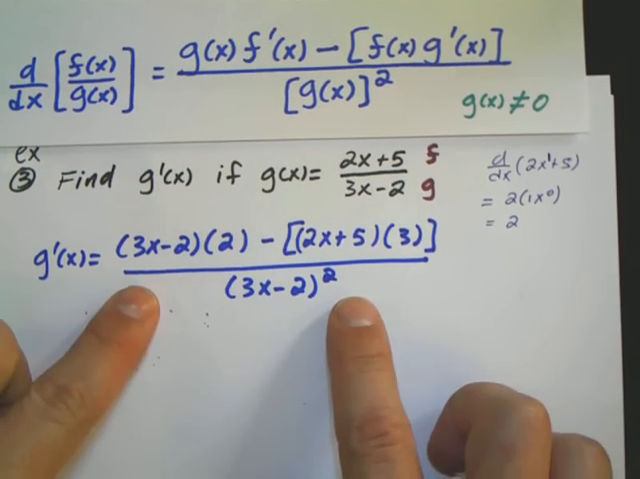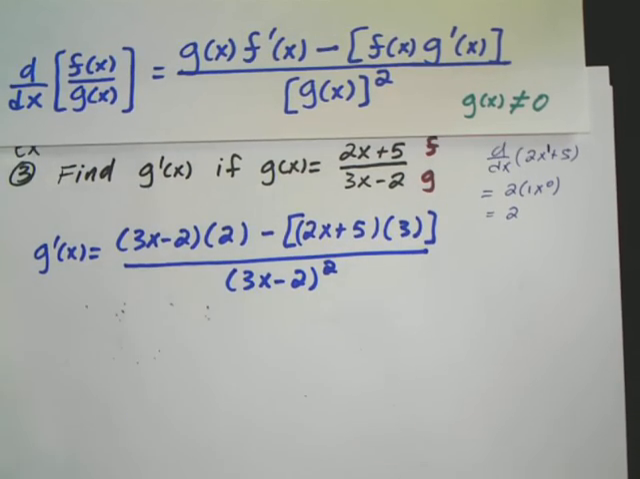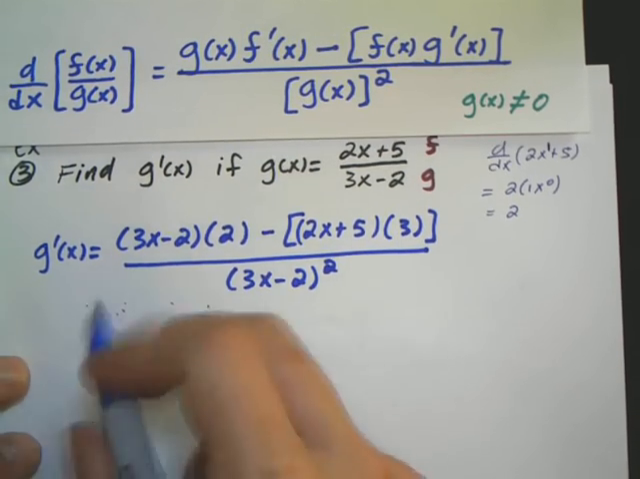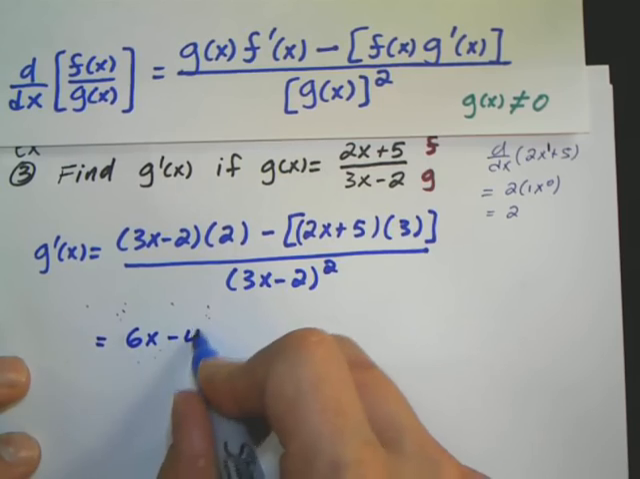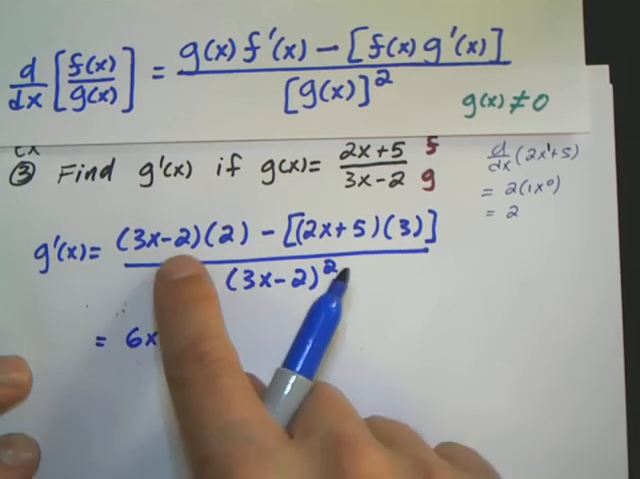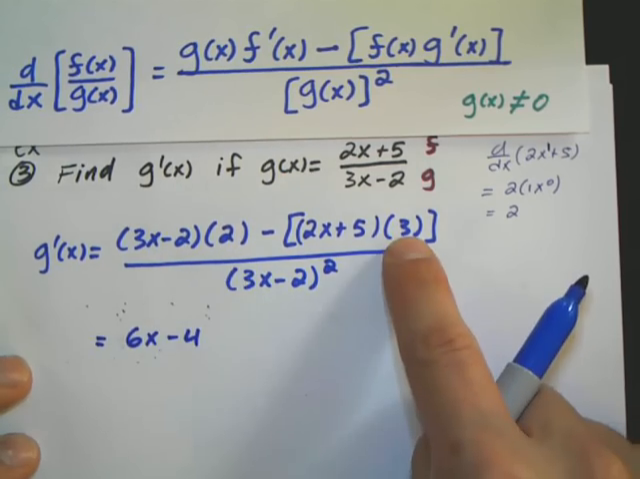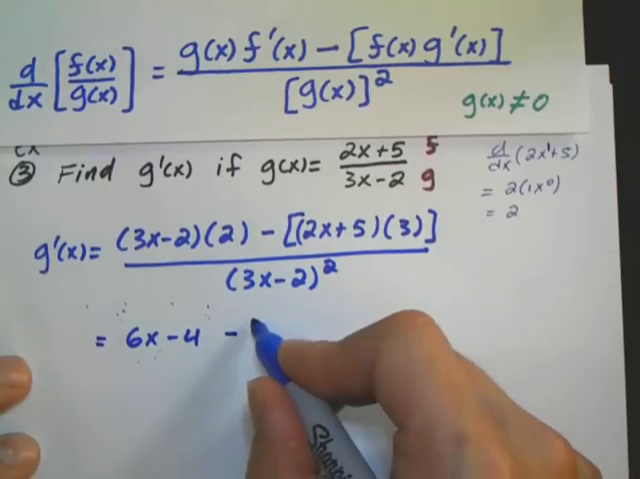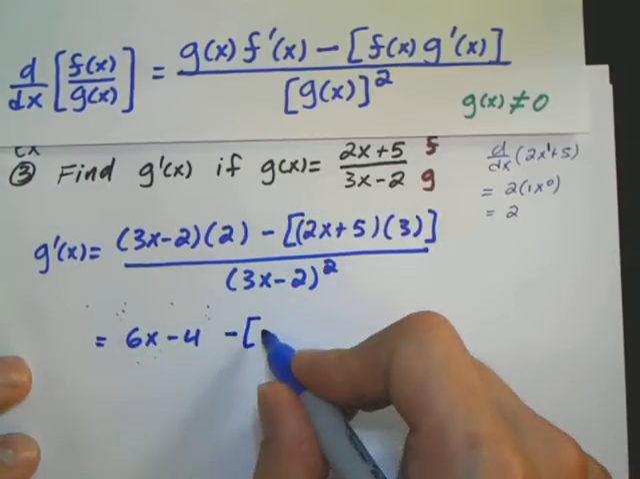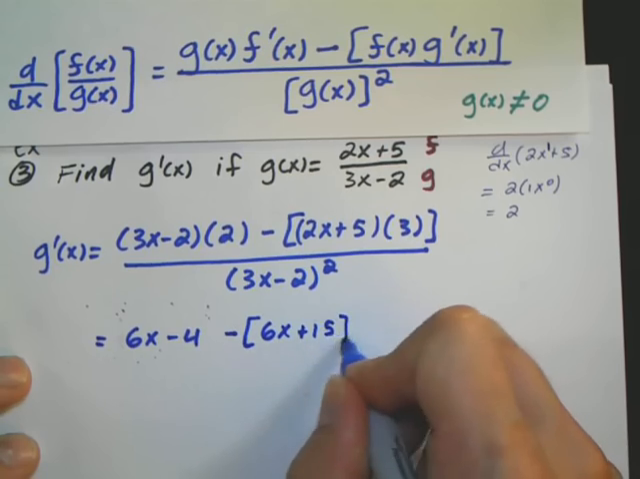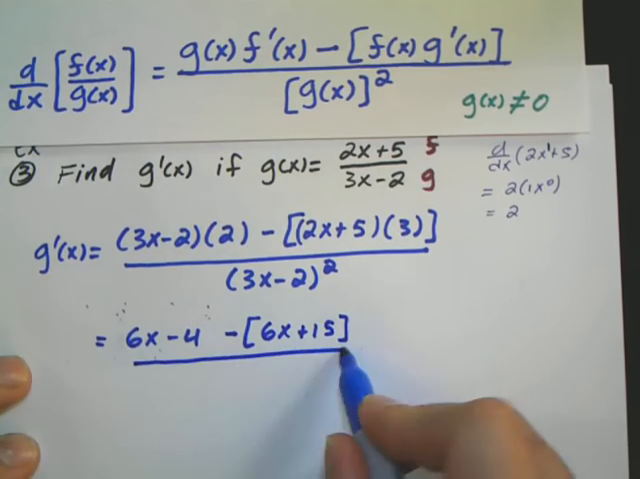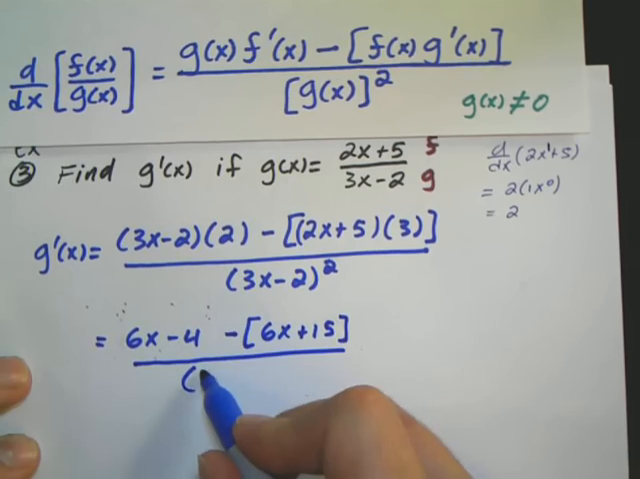Alright, next thing is I have to simplify my derivative. So if I distribute this 2 into the first part, it's going to be 6x minus 4. Distributing the 2 into this. I have to now distribute the 3, so it's going to be minus, put a little bracket, 6x plus 15 all over the denominator squared.